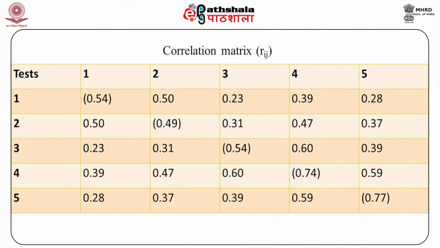So, for tests 1, 2, 3, 4 and 5, the values are 0.54, 0.50, 0.23, 0.39, 0.28 and 0.50, 0.49, 0.31, 0.47 and 0.37, 0.23, 0.31, 0.54, 0.60, 0.39, 0.39, 0.47, 0.60, 0.74, 0.59 and 0.28, 0.37, 0.39, 0.59 and 0.77.